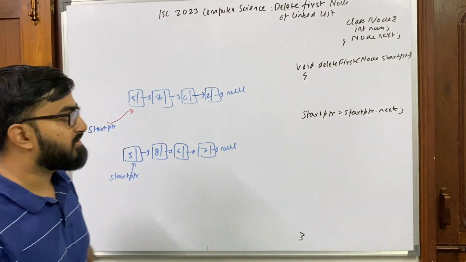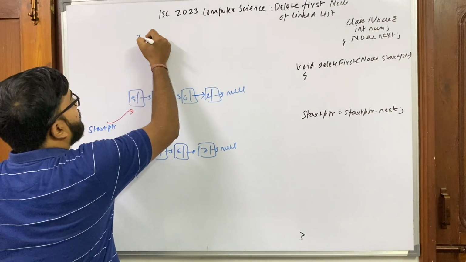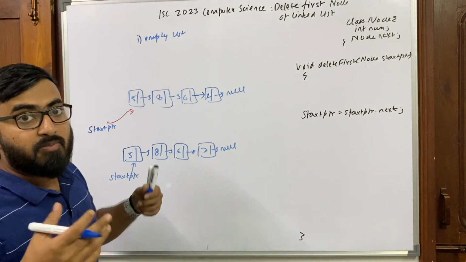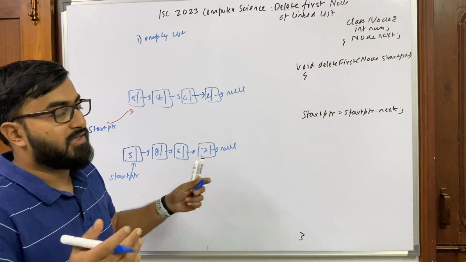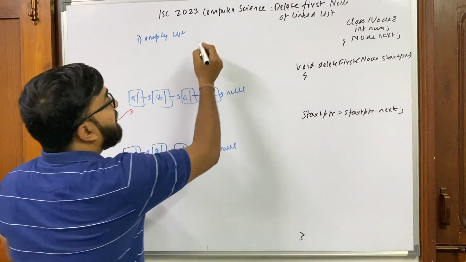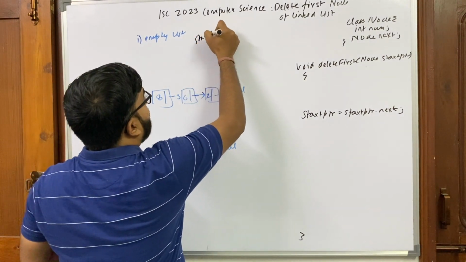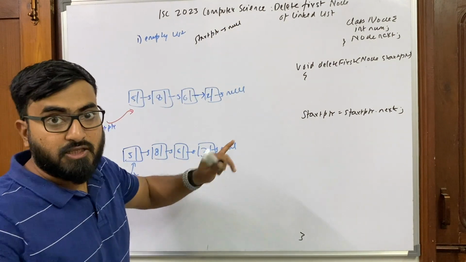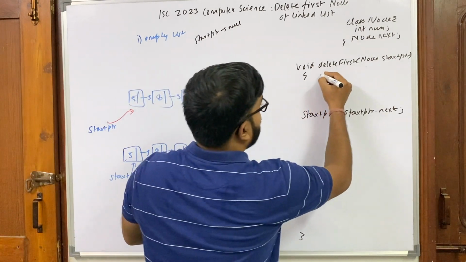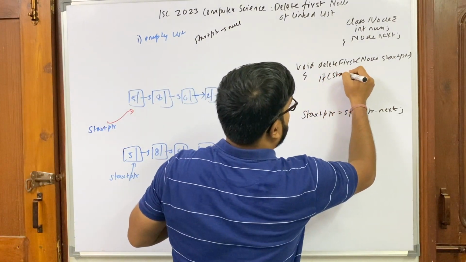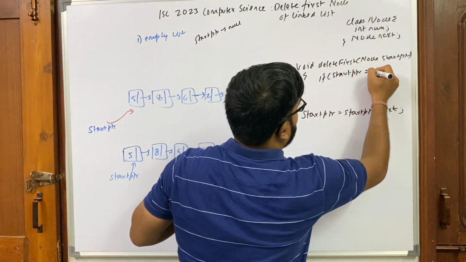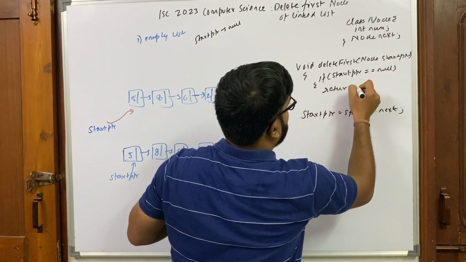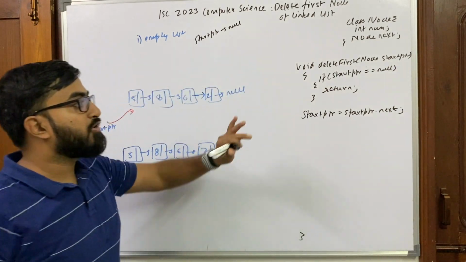Let's look at the border cases. My first border case is obviously going to be an empty list. I cannot remove anything from a list if there is no node to delete in the list. My empty list case is basically start ptr is null. If my start ptr is null, there is nothing to delete, so you return from the function. So you say if start ptr double equal to null, if the list is empty, all you do is return. Nothing to be done.